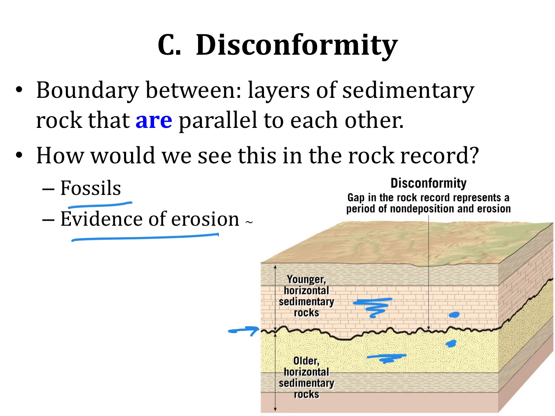Another way is to look for fossils. Sometimes you will find fossils in one of the layers that are much, much older, millions of years older than fossils that are in the layer directly on top of it. And the best explanation for that, for all those missing years of fossil life, is that those layers that had those fossils in it have been eroded.